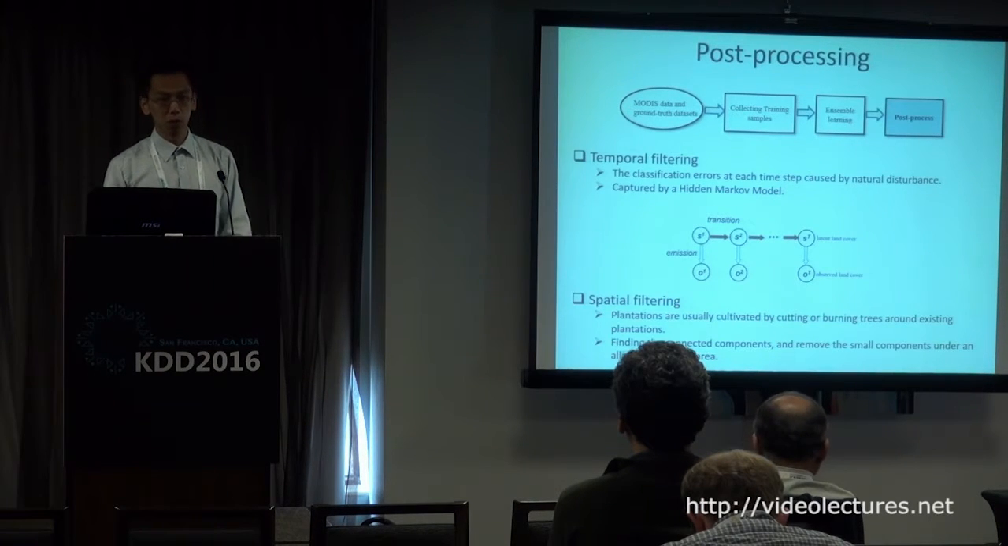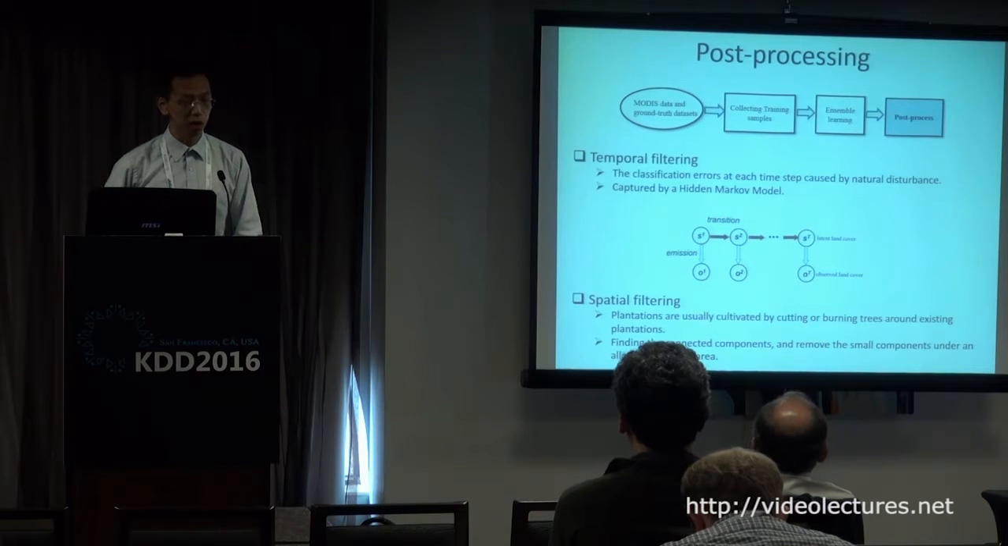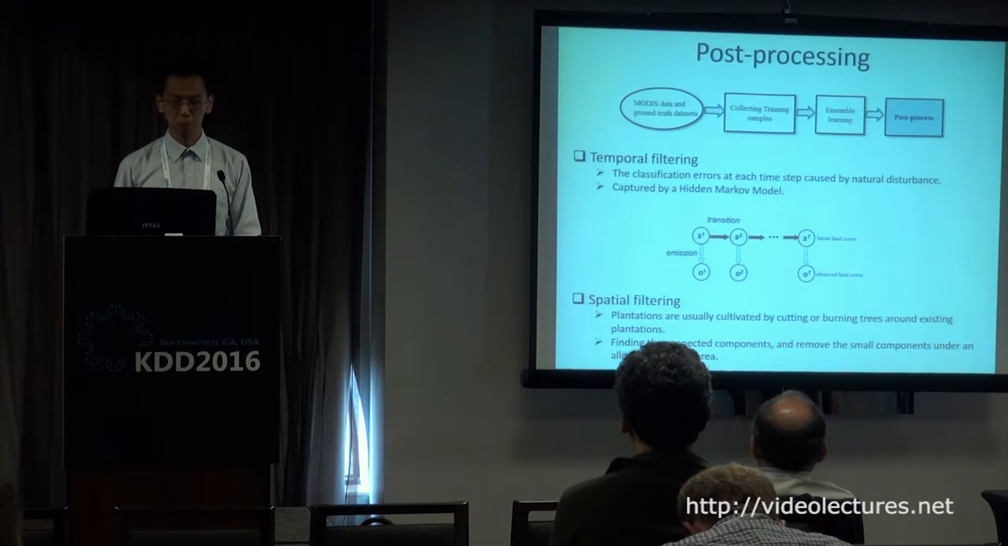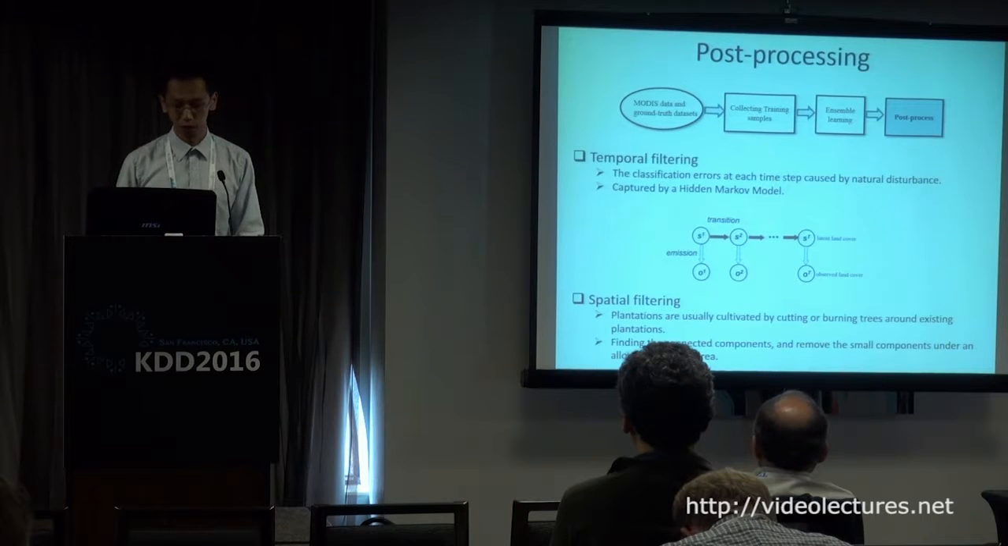So after the learning process, we want to further improve our performance by doing the post-processing. Here we do the post-processing from two aspects. The first is temporal filtering. Basically, because we do the classification at a yearly scale, there can be some classification errors in some specific years, mainly because of natural disturbance like clouds and other factors.